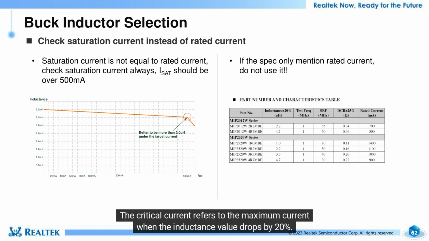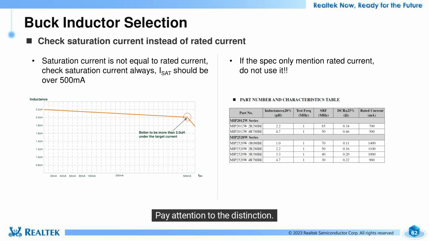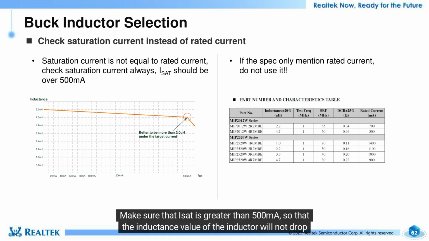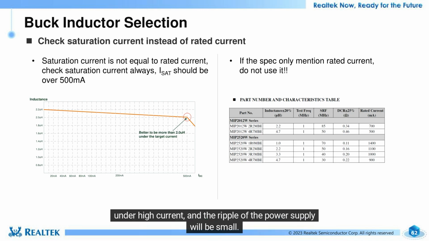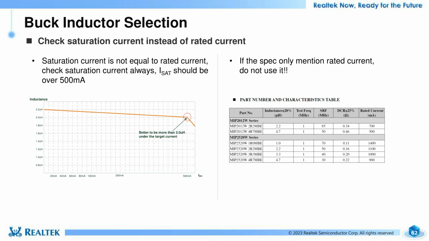The critical current refers to the maximum current when the inductance value drops by 20%. The datasheet of some inductors will list the rated current, which is its power value, not the critical current. Pay attention to the distinction. Make sure that ISAT is greater than 500 milliamperes, so that the inductance value of the inductor will not drop under high current, and the ripple of the power supplied will be small.